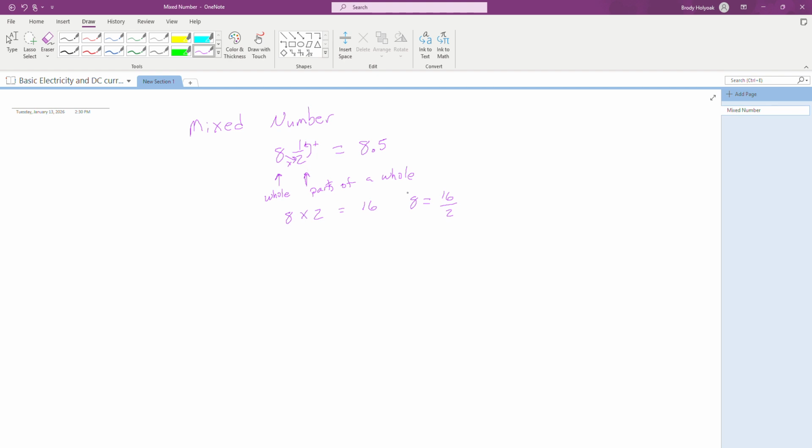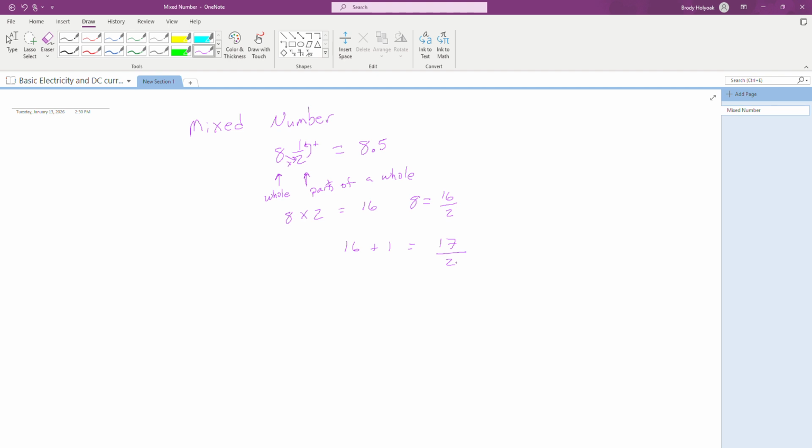So here I've started that. I have my 8 wholes. My 8 wholes times my 2 parts per whole gives me 16 parts, and then I have 16 parts plus 1 additional part is going to give me 17 parts, and my part size is 2. So I end up with 17 over 2.